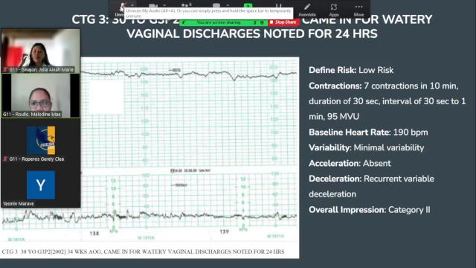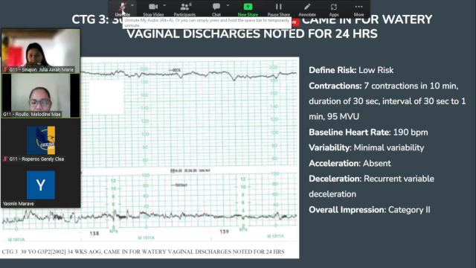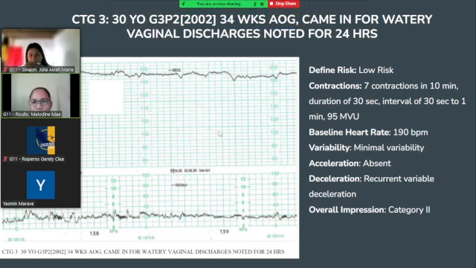I think it's high risk, doc. At 34 weeks age of gestation and premature rupture of bag of water, doc, it should be high risk. I think we made a mistake in writing. It should be high risk because the patient is preterm and has watery vaginal discharge. Sorry doc, we were not able to edit.